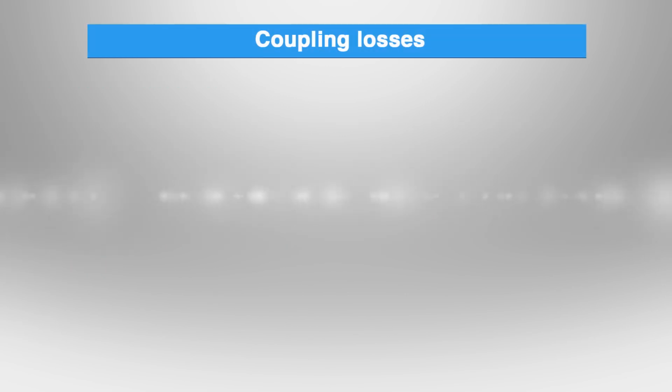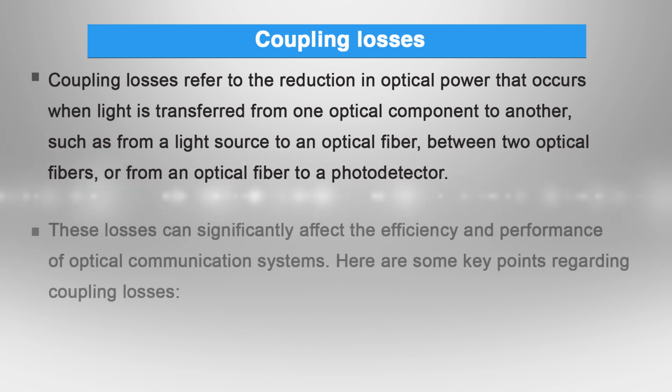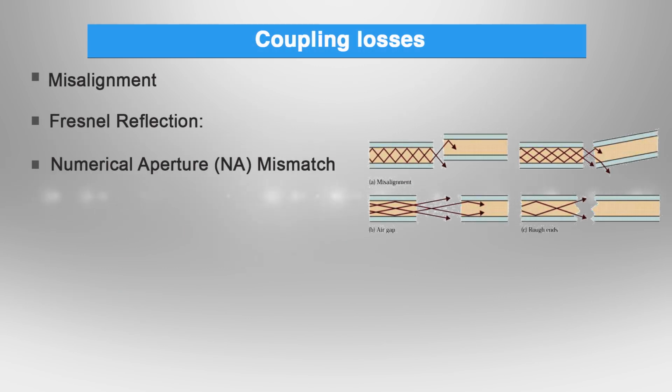Next is coupling losses. Coupling losses refer to the reduction in optical power that occurs when light is transferred from one optical component to another, such as from a light source to an optical fiber, between two optical fibers, or from an optical fiber to photodetectors. These losses can significantly affect the efficiency and performance of optical communication systems. Here are some key points regarding coupling losses.